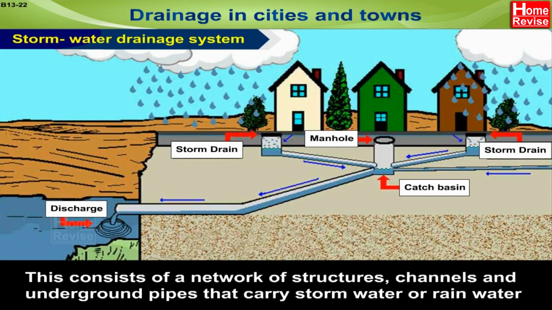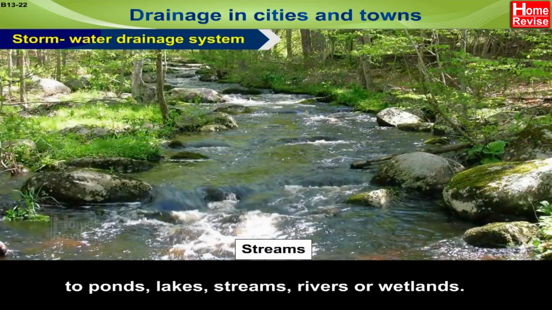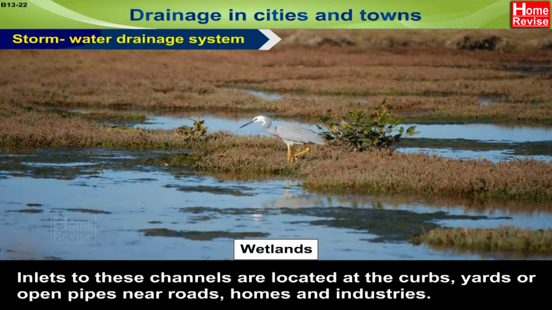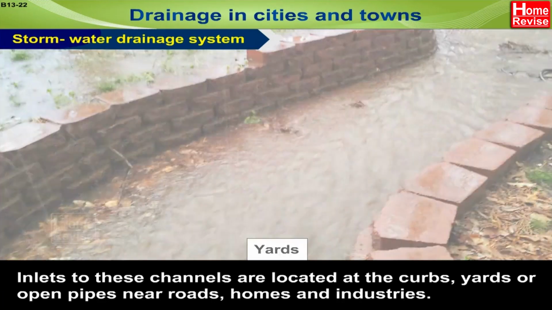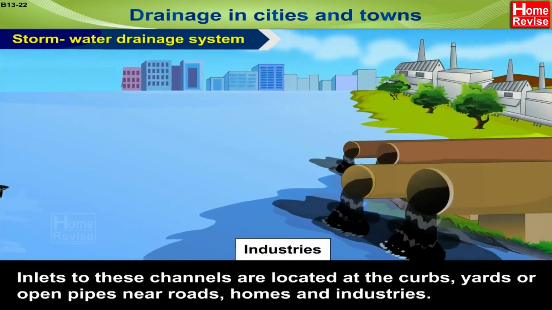This consists of a network of structures, channels, and underground pipes that carry stormwater or rainwater to ponds, lakes, streams, rivers, or wetlands. Inlets to these channels are located at the curbs, yards, or open pipes near roads, homes, and industries.